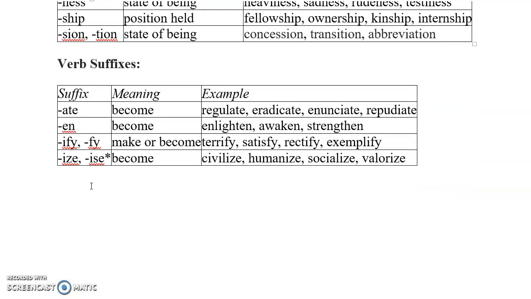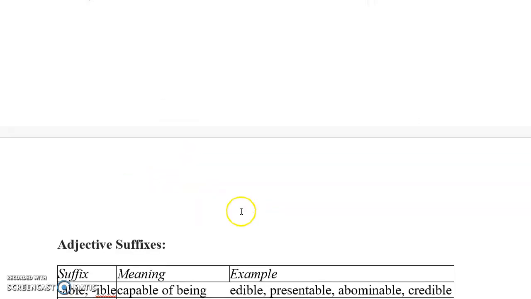Similar to these examples regarding the verbs, if I add, for example, ate to a word, it will become a verb. You know that regular is an adjective. If I add ate to the end, I will get a verb. It means to become. So I have regulate, for example. I have en, as in enlighten or awaken, and so on. And each suffix has a different meaning.